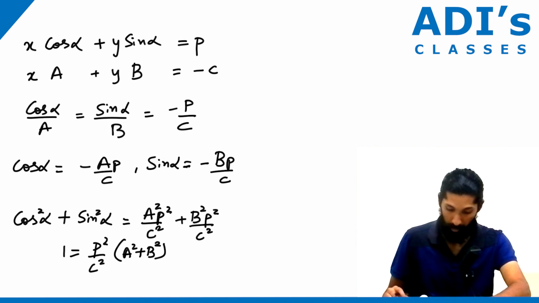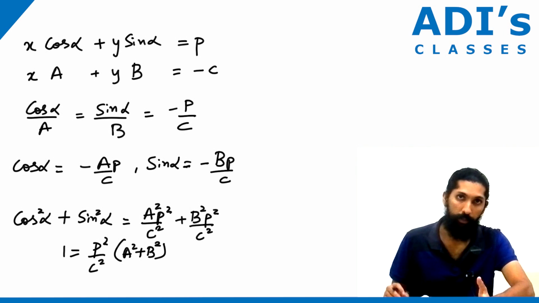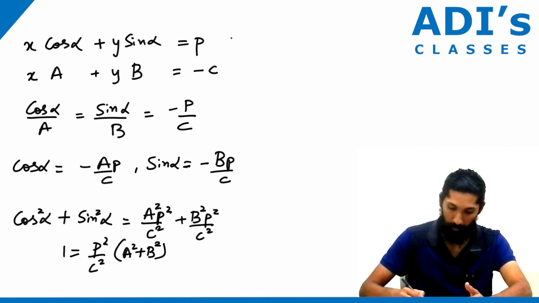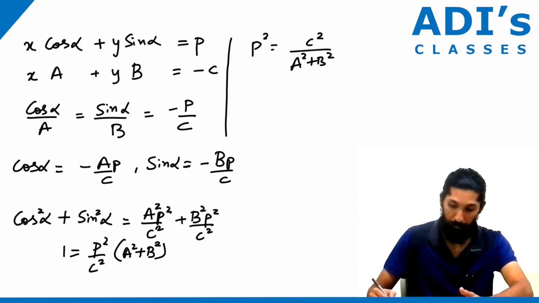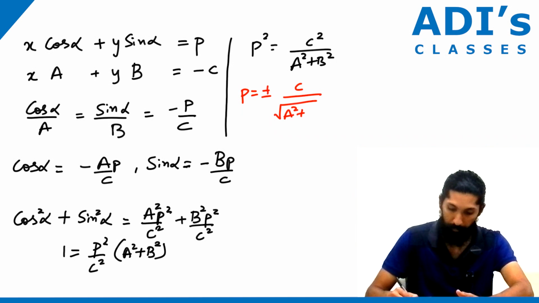Correct? Now what if we need the value of P? Actually we need the value of P, isn't it? So if you need the value of P, now what do we do? We take P square is equal to C square by A square plus B square. So P value becomes P is equal to plus or minus C divided by root of A square plus B square. This becomes the value of P.